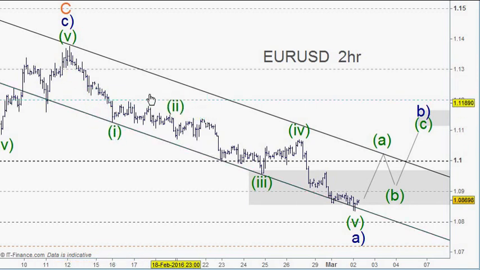Sorry, just double checking stuff here. 1, 2, 3, 1, 2, 3, 5. It counts okay like that. So yeah, basically we're still looking for the rally here.